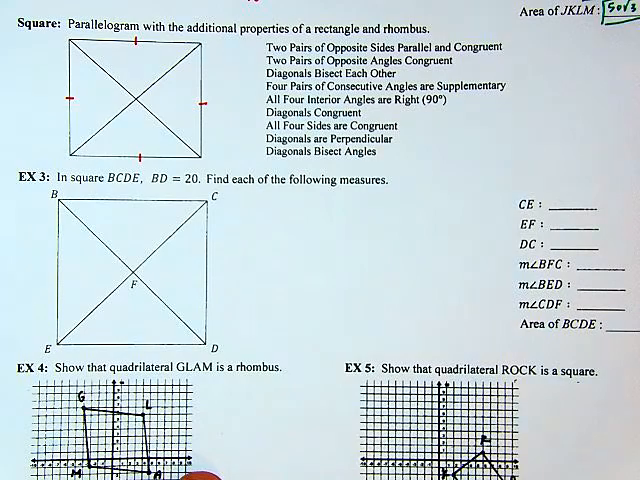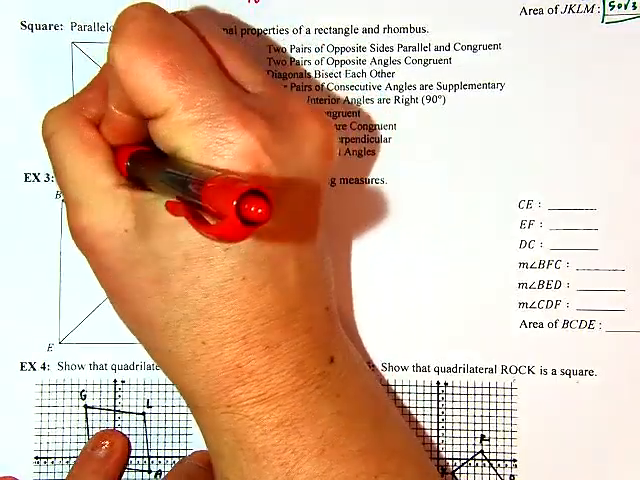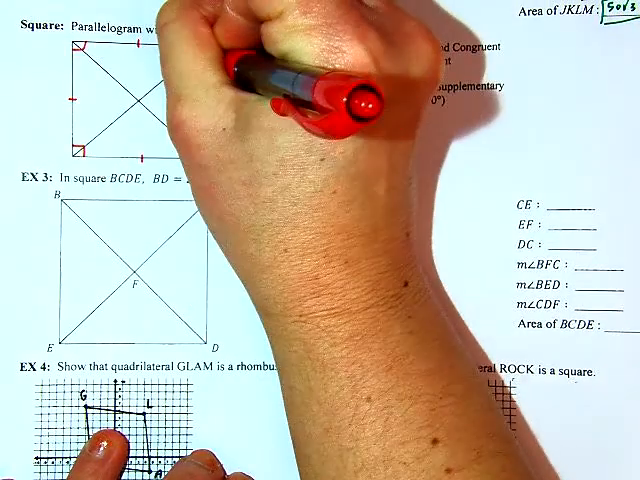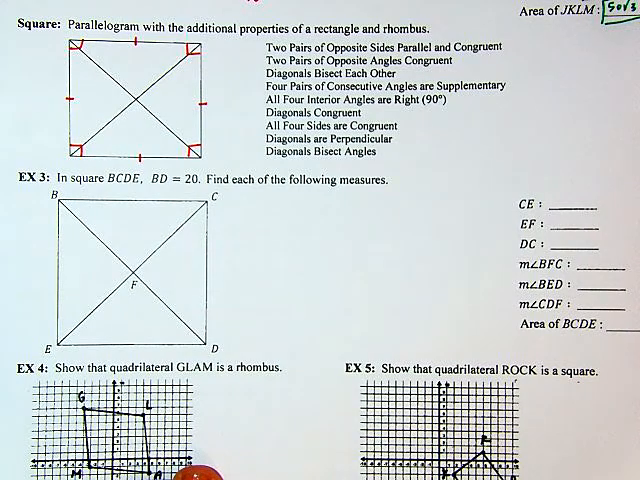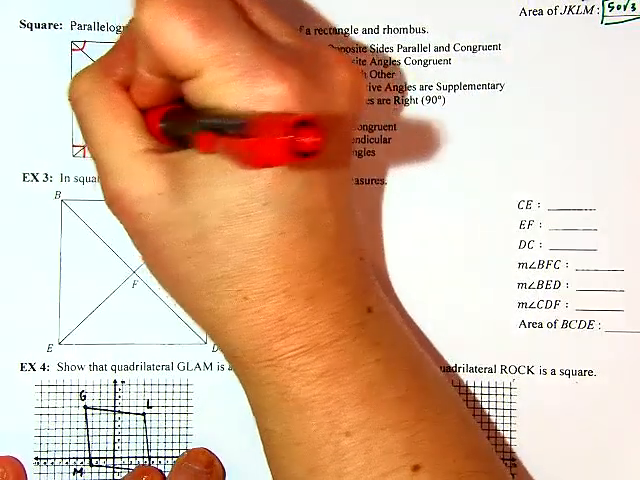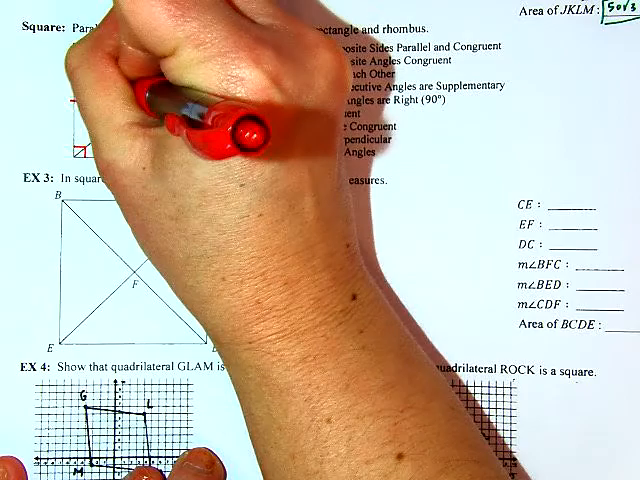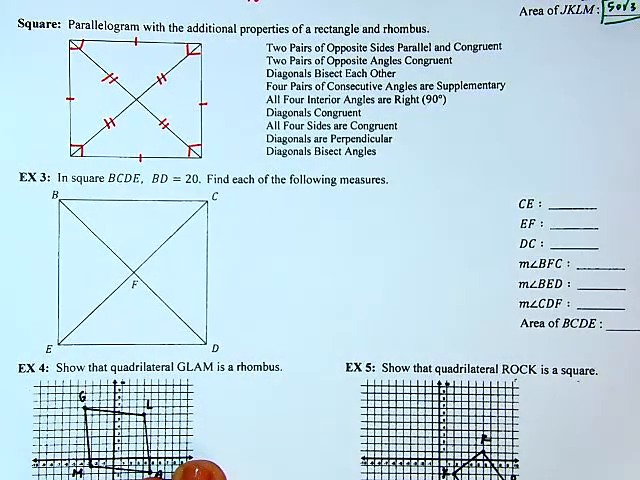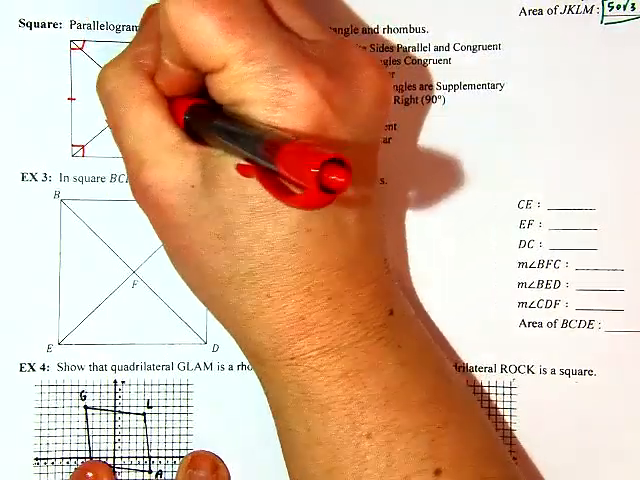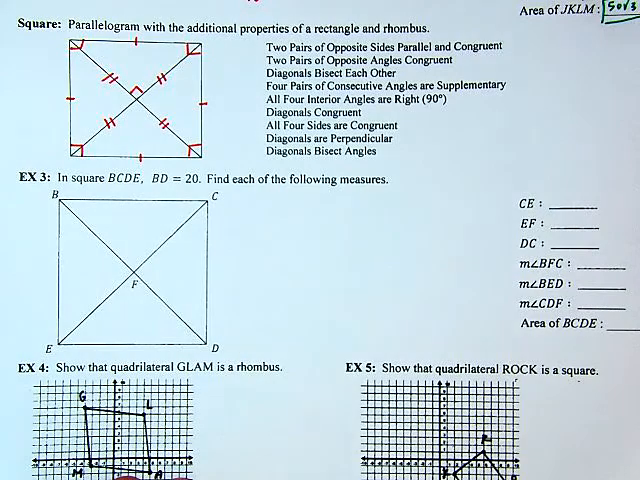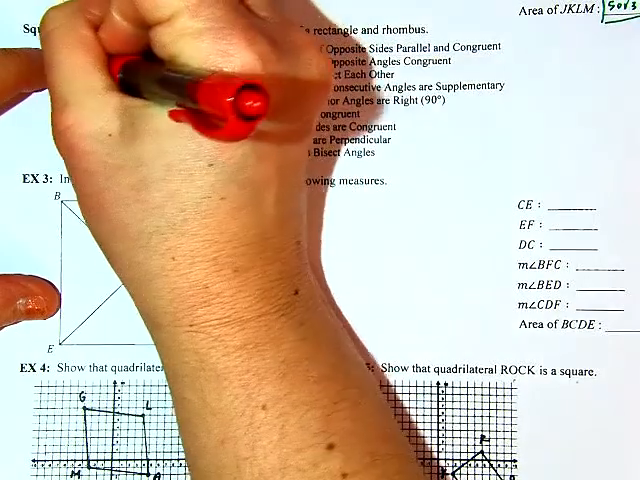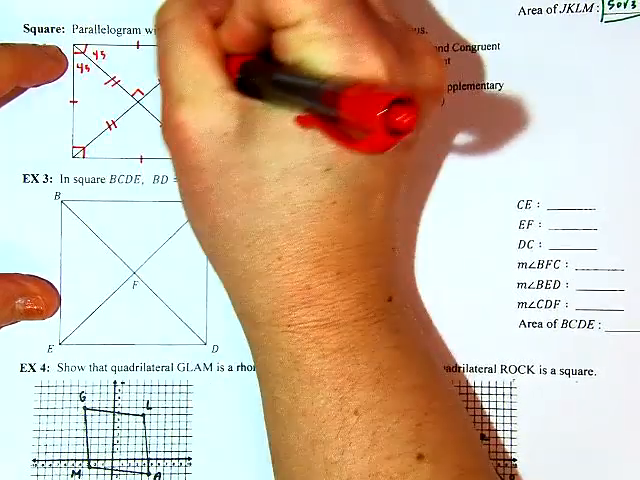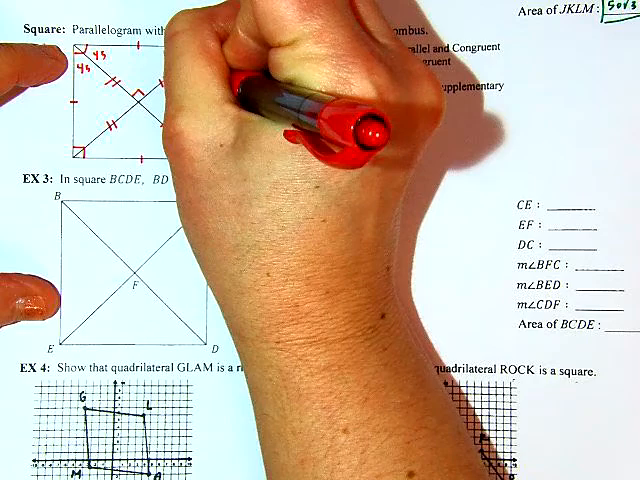Okay, I know that my opposite angles are congruent, but since it's also a rectangle, all of these angles are right. Diagonals are congruent and they bisect each other. I know that diagonals are perpendicular also. Diagonals bisect the angles, so if I divide a 90-degree angle, I get a bunch of 45-degree angles here, just like so.